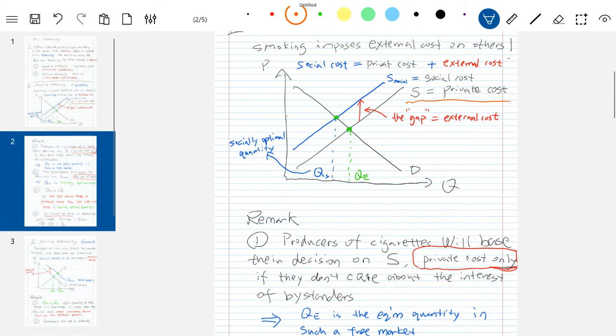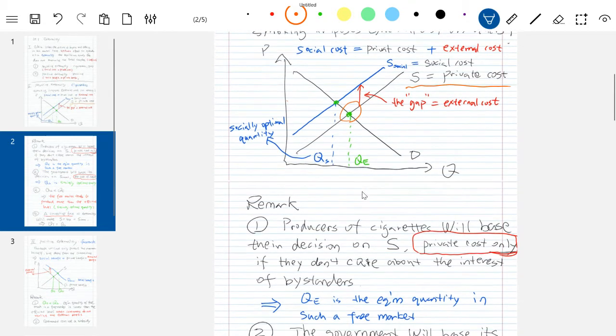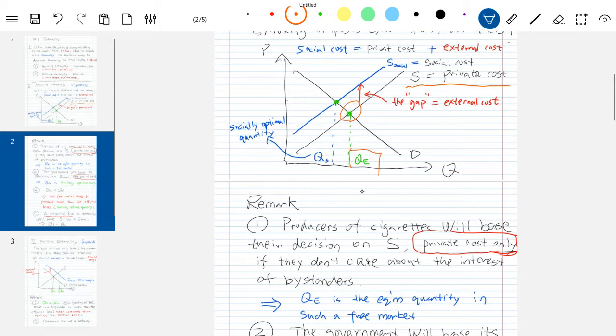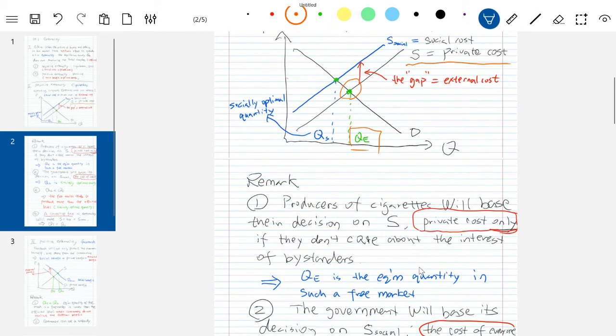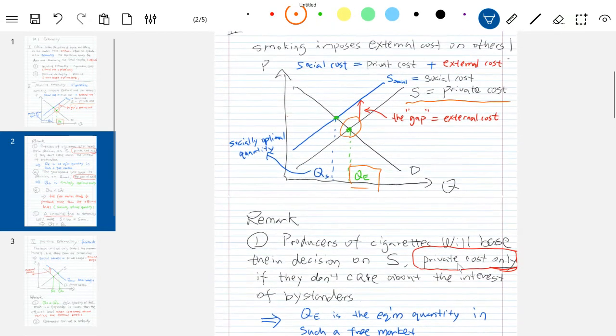In this case, the private supply and demand would determine an equilibrium point. I'm going to call this level QE. This would be the equilibrium quantity in a market in which the producers of cigarettes do not really care about the external cost that smoking imposes on the bystanders. And this quantity, QE, will be inefficient once we do take those external costs into consideration.